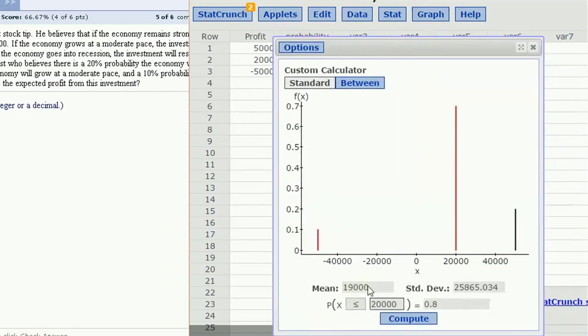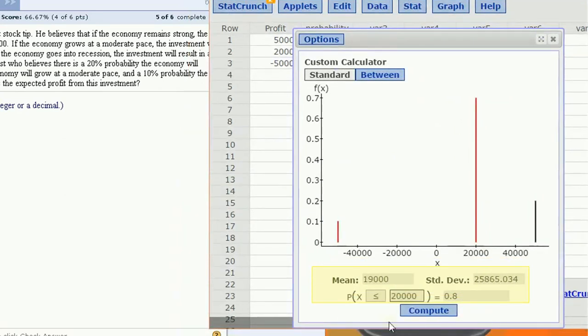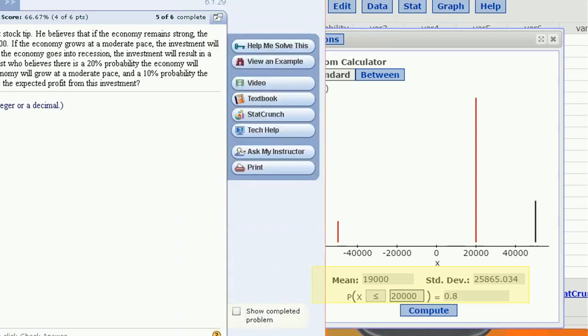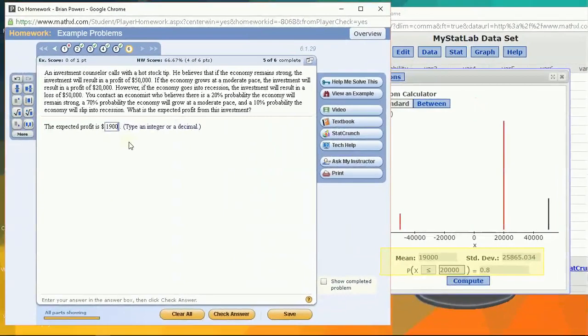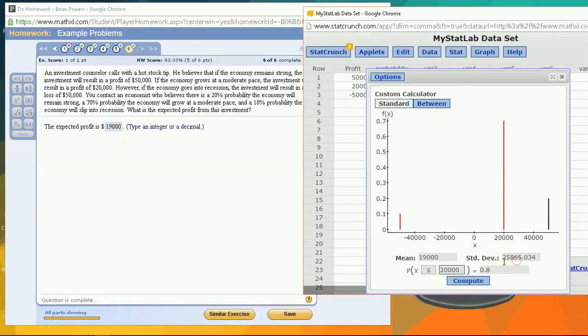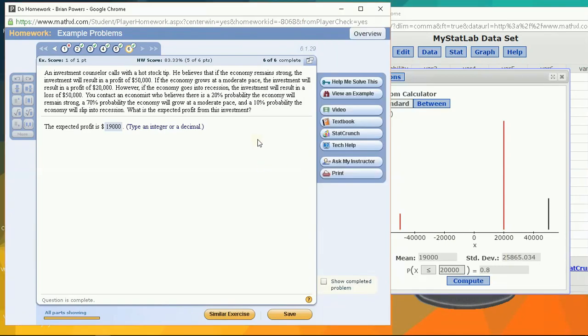So this calculates for us the mean and the standard deviation for this probability distribution. So we don't have to calculate it by hand. So there's the expected profit. And then the standard deviation on profit is $25,000.